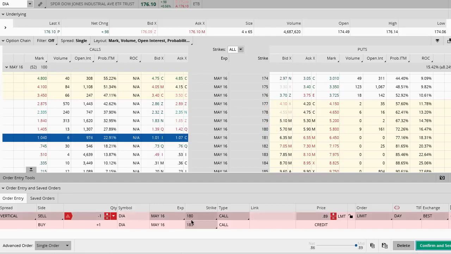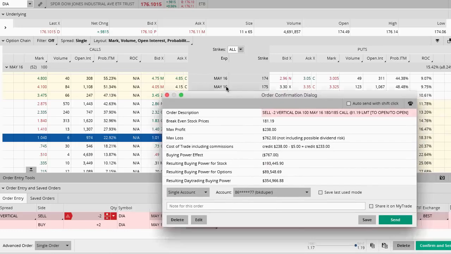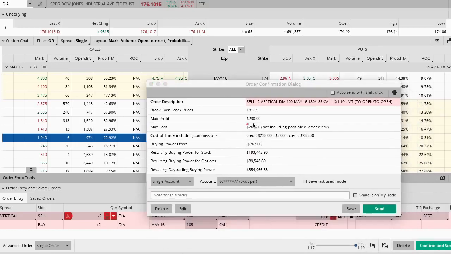Now again, if we wanted to, let's say, increase the number of contracts that we were doing, so we sold 2 contracts, and increase the width of the strikes even further to the 180 to 185, now you can see we take in even more money on this trade. And now when I hit confirm and send here, you can see that our risk profile is a little bit different. Now we make $238 versus $762 of risk. But again, everything that we're doing here, because we kept that same short strike the same at 180, still has a 70% chance of success.